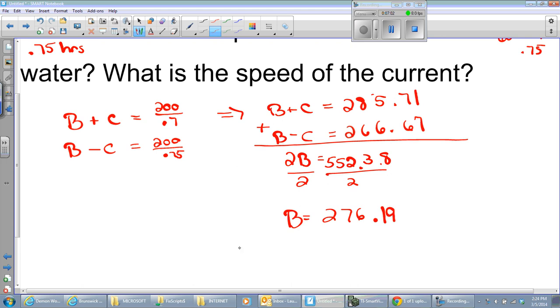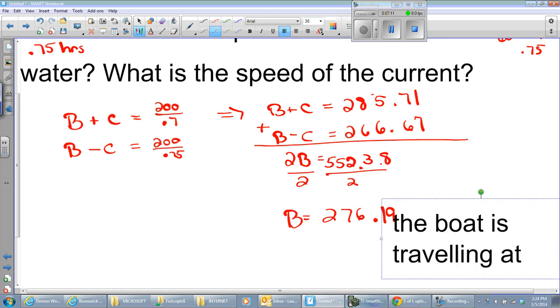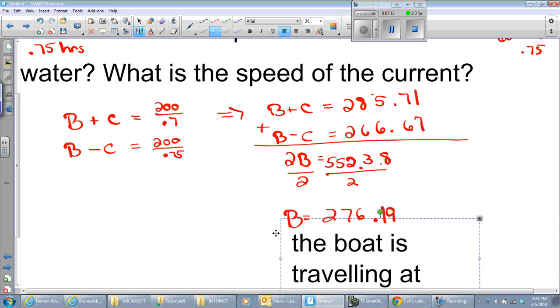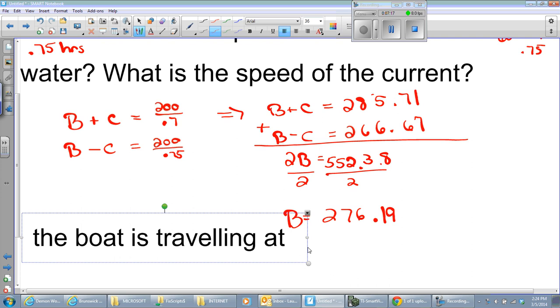Right? So the boat is traveling at 276.19 miles per hour.